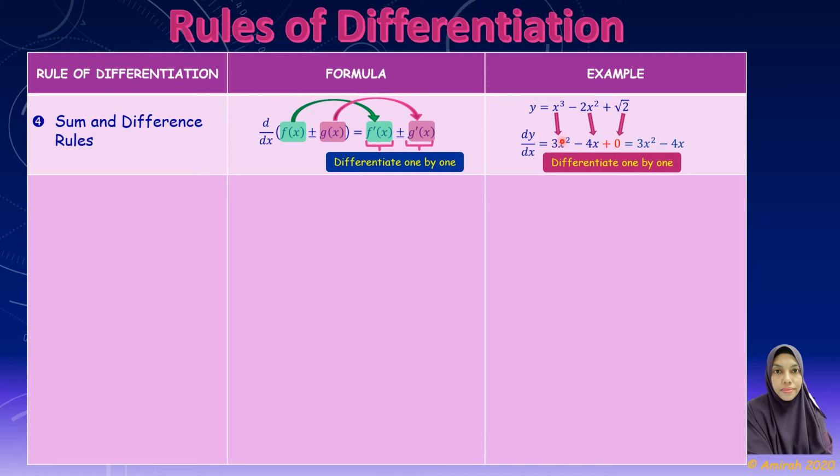Means that when we have a plus or minus sign between the given functions, what we should do is just differentiate one by one. Okay, now we discuss number 5, which is product rule.